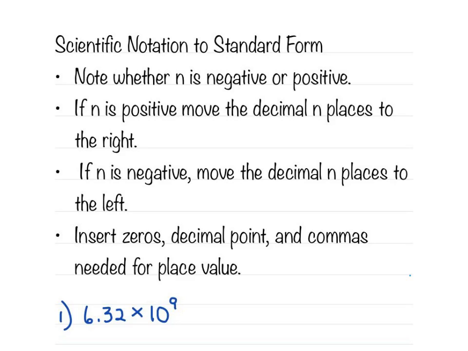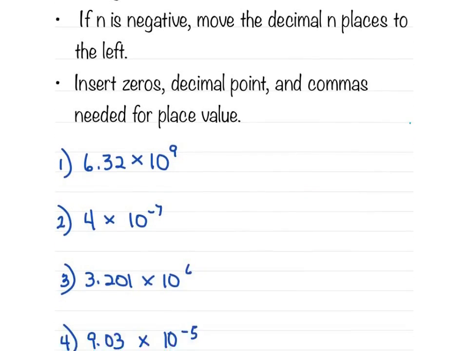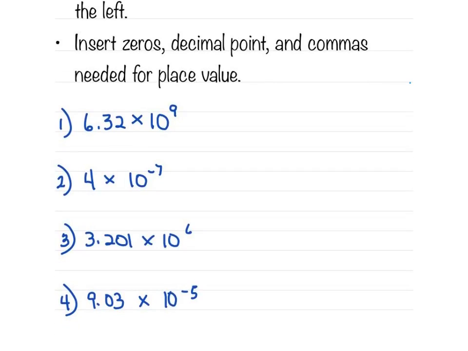Then you will insert zeros, decimal point, and commas needed for place value. So let's practice this skill. We're going to take numbers that are written in scientific notation. We're going to write those in standard form. Number 1, 6.32 times 10 to the 9th power.